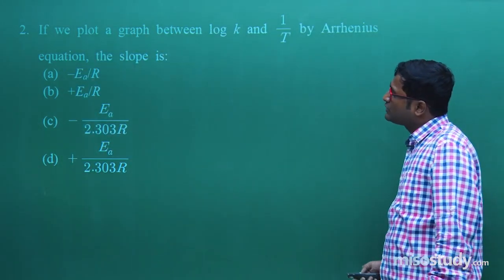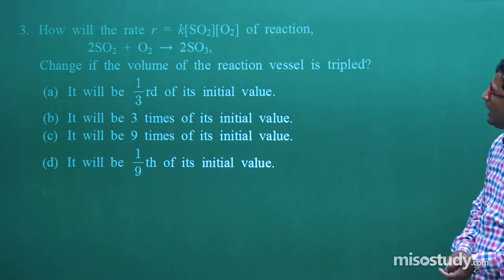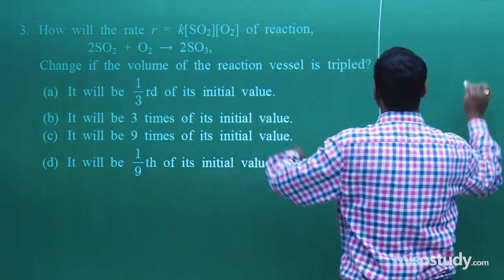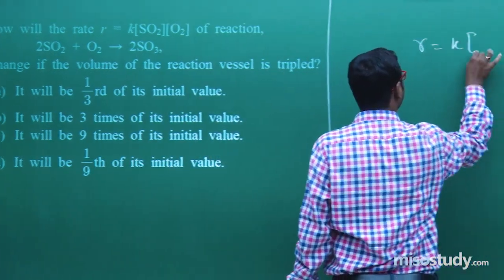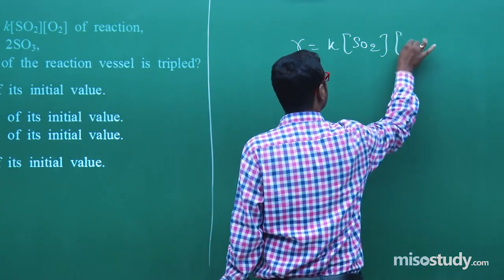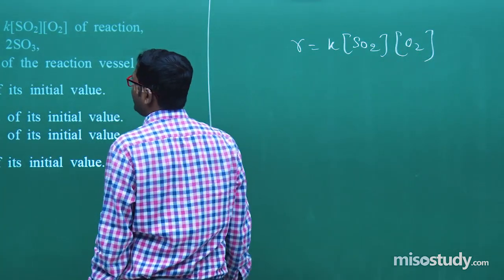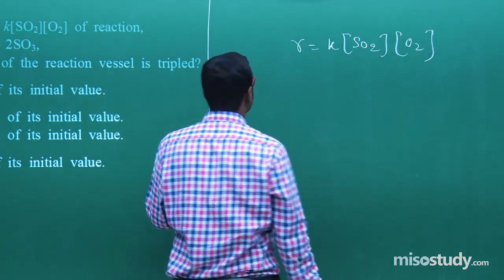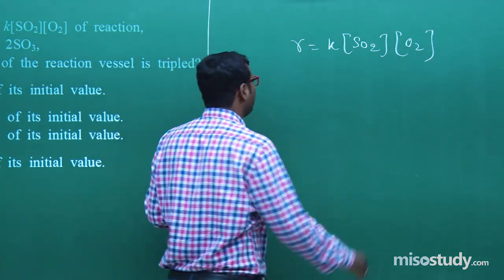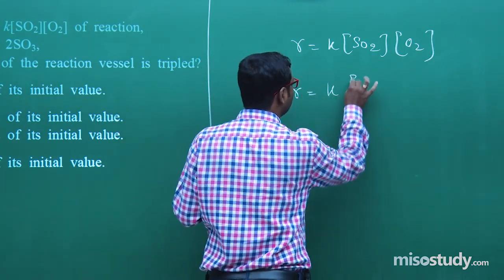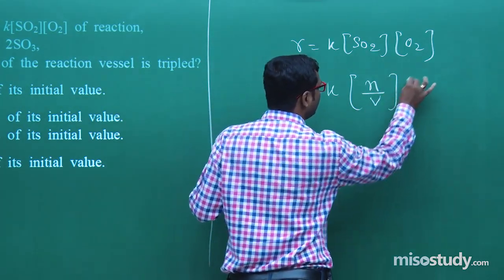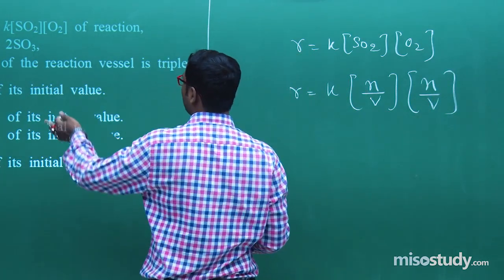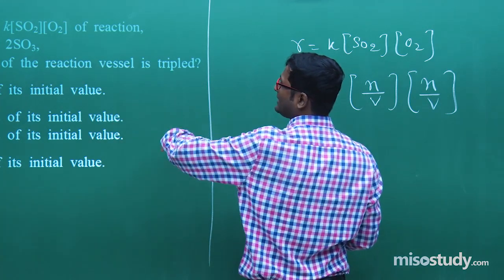Now let's move to question number 3, that is, how will the rate of the reaction change? This one has the rate expression R = K[SO2][O2]. Yes sir. Change if the volume of the reaction vessel is tripled. As we know, concentration can be written as n upon V. Here also write n upon V. And what will happen, that is, the rate changes.